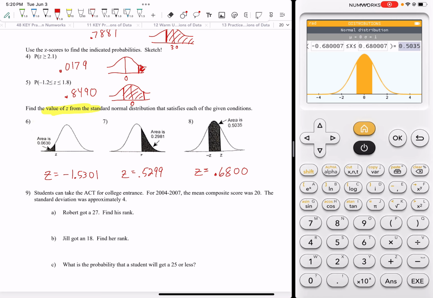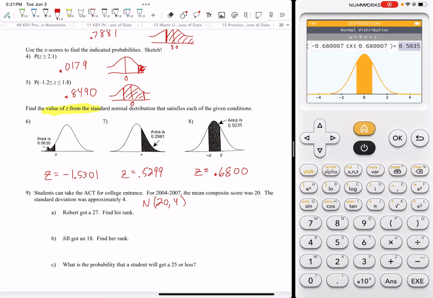All right, next problem. So let's put this into action here. The students can take the ACT, right, for college entrance. This is going back quite a ways here, but from 2000 to 2007, the mean score was a 20, and the standard deviation is 4. So normally distributed, our mean is 20, standard deviation is 4. Robert got a 27. Find his rank.